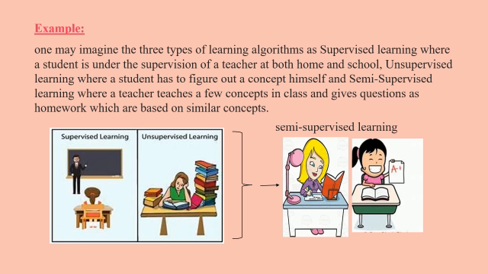Example for semi-supervised learning. As already said, semi-supervised learning is a combination of supervised learning and unsupervised learning. In supervised learning, a student is under the supervision of a teacher at both home and school. In unsupervised learning, a student has to figure out a concept himself or herself. And in semi-supervised learning, a teacher teaches a few concepts in class and gives questions as homework which are based on similar concepts. So this is what semi-supervised learning is.